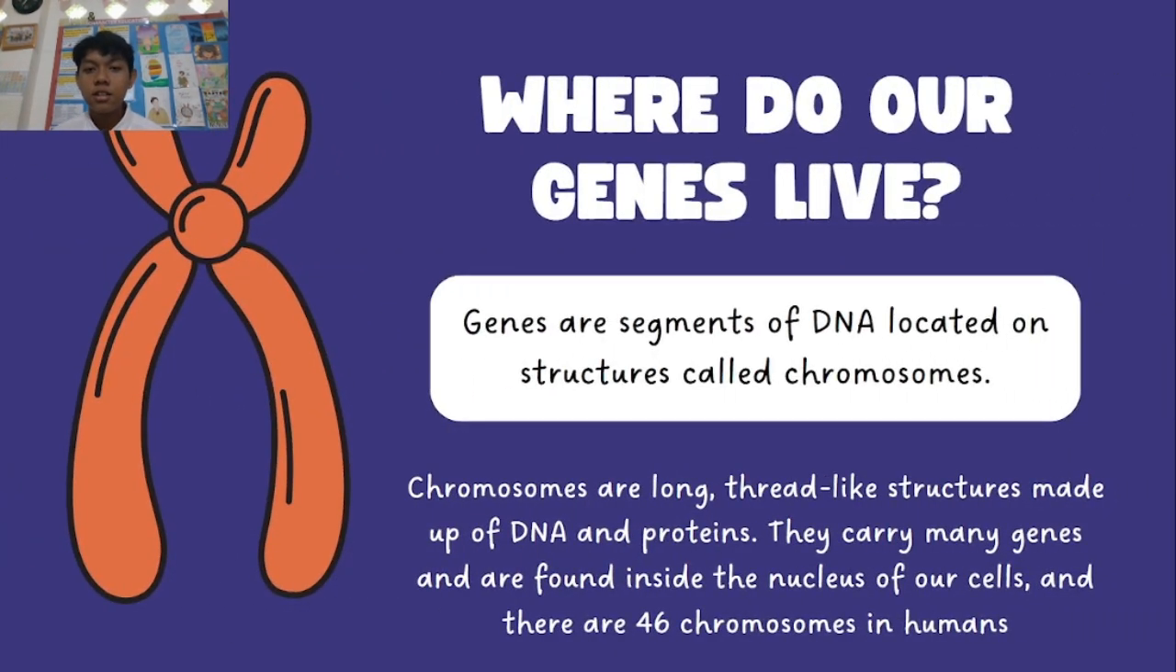Where do our genes live? Genes are segments of DNA located on all chromosomes. Chromosomes are long, thread-like structures made up of DNA and proteins. They carry many genes and are found inside the nucleus of our cells. There are 46 chromosomes in humans.